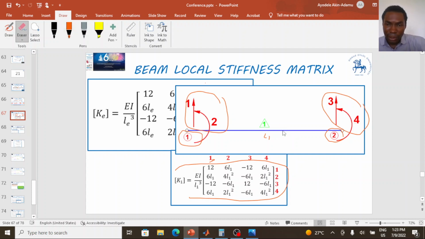Assuming the arrow edge was pointing in this direction, so that node 2 is our start node, node 1 is our end node. So the numbering will actually be 3 4 1 2. Also in the column direction, 3 4 1 2. So we need to understand how to number the local stiffness matrix for the beam element. It all depends on the arrow direction you choose for each of the elements. I will move to the next slide now.